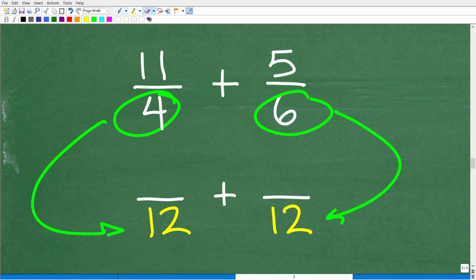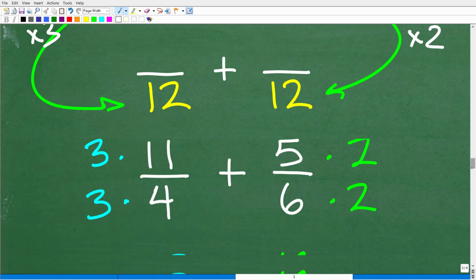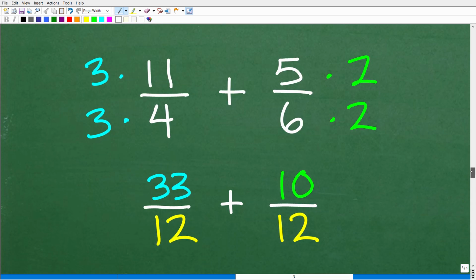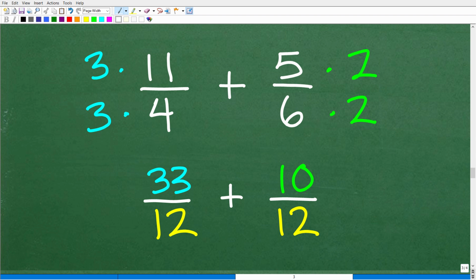Okay, so how do we turn a 4 into a 12? Well, we turn a 4 into a 12 by multiplying by 3. How do we turn a 6 into a 12? Well, we just multiply that 6 by 2 and we have 12, but that's not the end of the story. Yes, indeed, to turn a 4 into a 12, we multiply by 3, but we also have to multiply the numerator by 3. So we have to multiply both the numerator and denominator by 3.